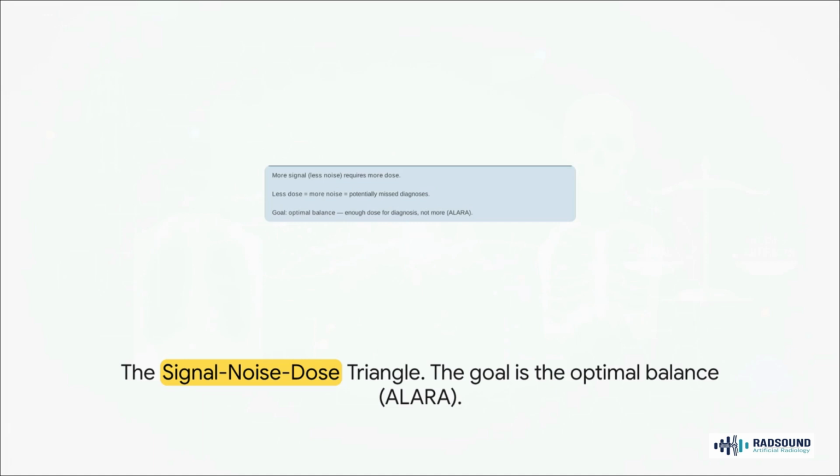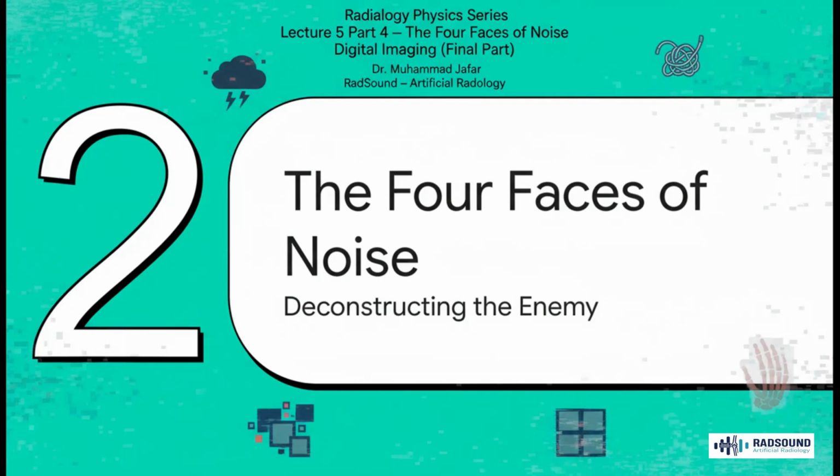And that brings us to this, the fundamental trade-off that we can never, ever escape: the signal, noise, dose triangle. These 3 things are permanently linked. If you want a beautifully clear image with less noise, you need more signal. And more signal means a higher patient dose, period. If you want to lower that dose, which we always do, you have to accept more noise, and that could compromise the image. So our job is to find that perfect balance, always guided by the ALARA principle, as low as reasonably achievable.